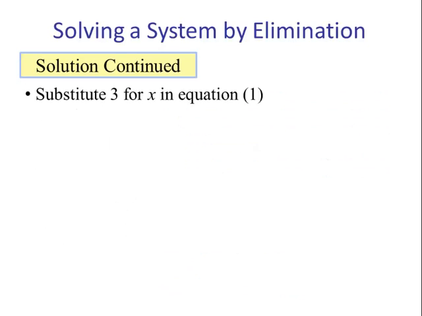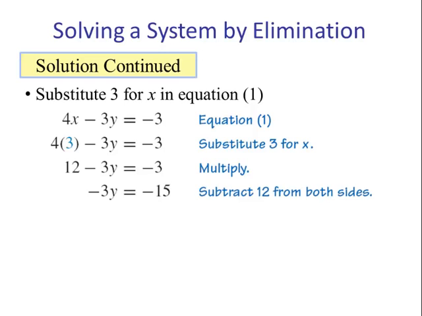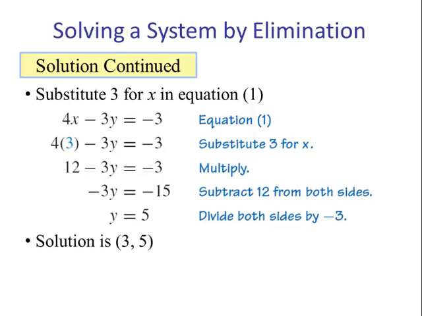We substitute 3 in for one of the equations. In this case, I'm using the first equation. We have 4 times 3 minus 3y equals negative 3. We subtract 12 from both sides and divide by negative 3, and we see that y is equal to 5. So the solution is 3, 5.